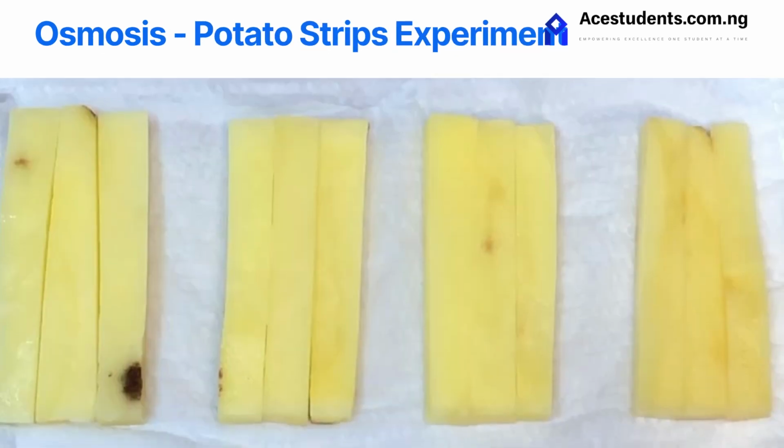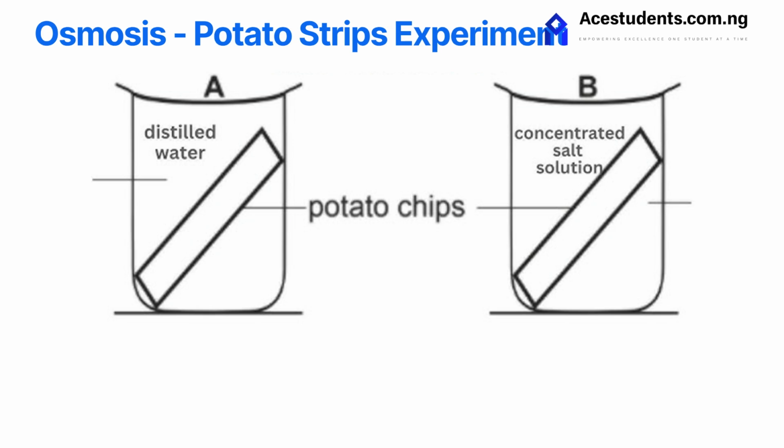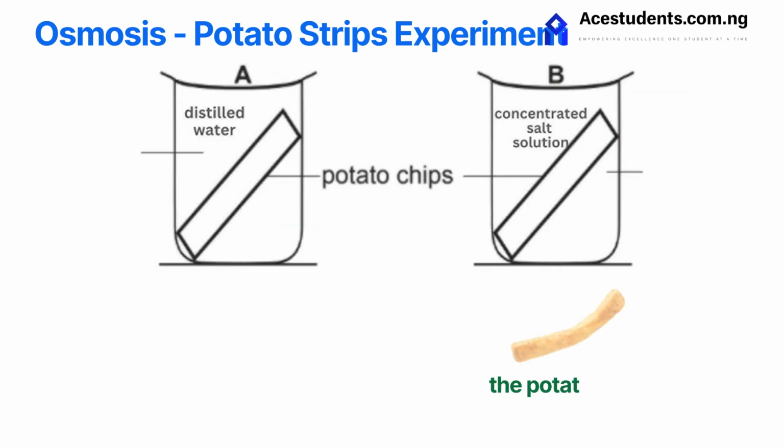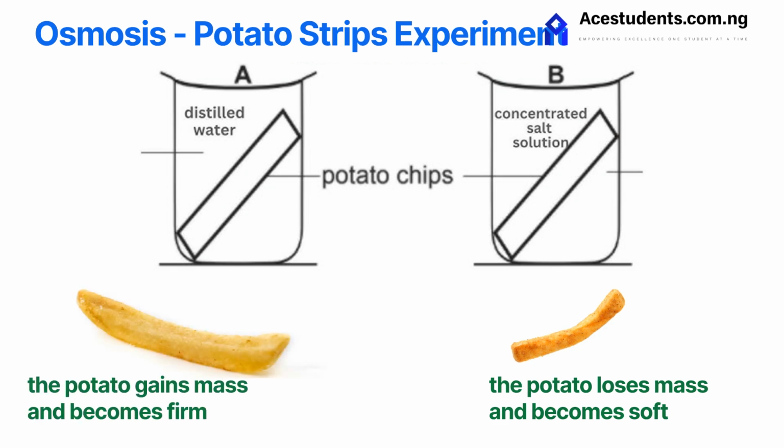A common laboratory experiment to illustrate osmosis uses potato strips placed in different solutions, demonstrating how water moves across cell membranes. In this experiment, a potato strip is submerged in a concentrated salt solution and another is placed in pure water to observe the osmotic effects. In the concentrated salt solution, the potato loses water and mass, becoming soft. This is because water moves out of the potato cells. In pure water, the potato cells take in water, causing the strip to gain mass and become firm. This clearly shows the impact of osmosis.